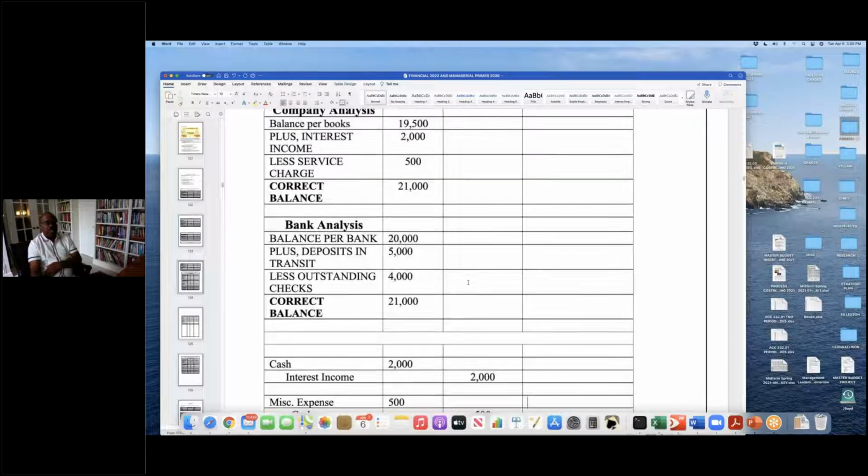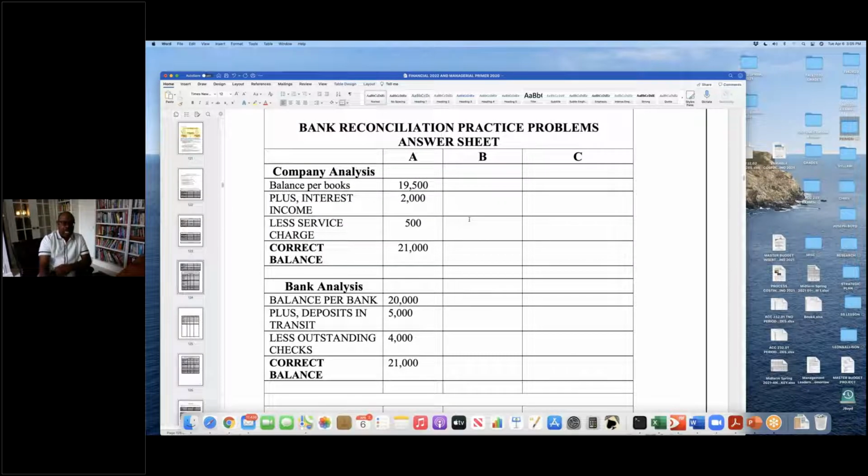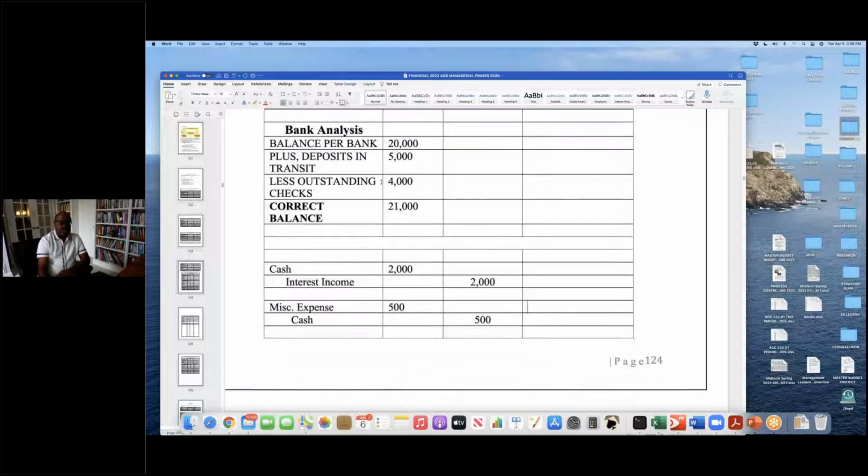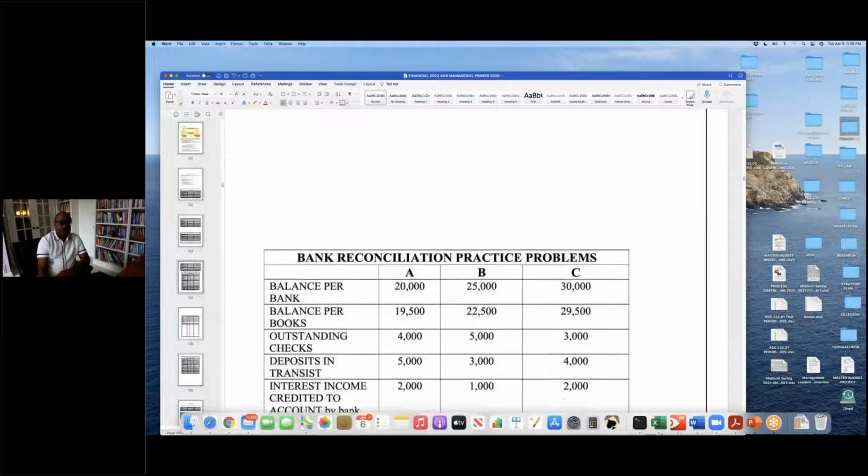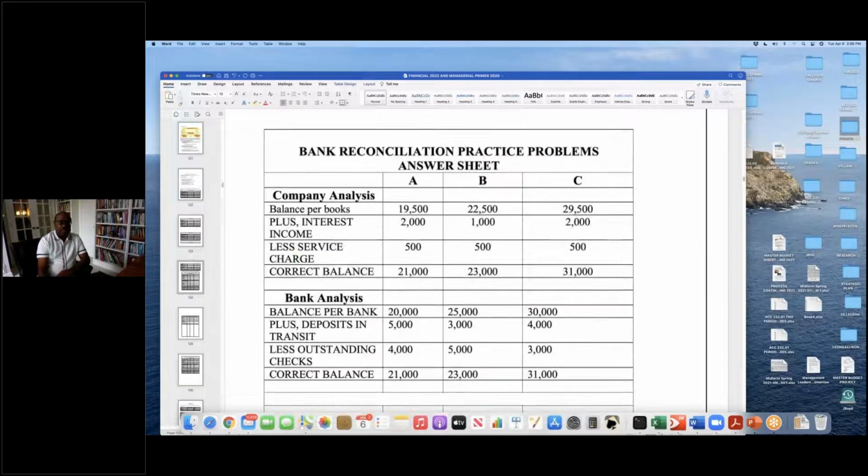So our journal entries come off this company analysis. It's items the bank has that we don't know about, and so we have not recorded the journal entry. And that will be the same. So I'll let you all work on that. Okay.